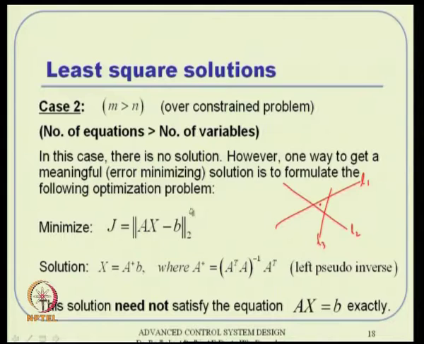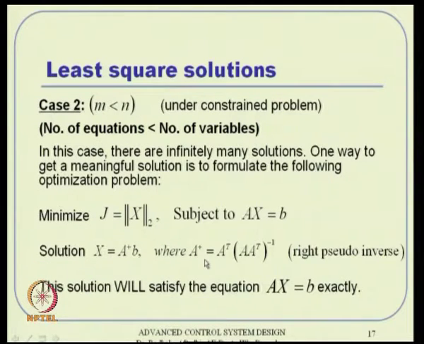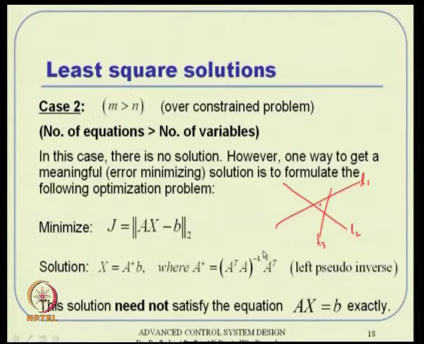Interestingly, this also happens to be a pseudo inverse solution, where the pseudo inverse this time is defined like this, and this is called the left pseudo inverse, it is not the right pseudo inverse anymore. So, in the solution formula, this is the right pseudo inverse and this is the left pseudo inverse. As I told, this solution does not satisfy the equation Ax equal to b exactly, however, it will satisfy all of them in an approximate sense.